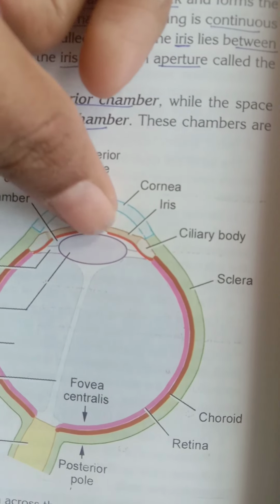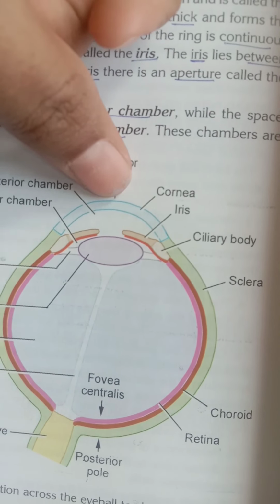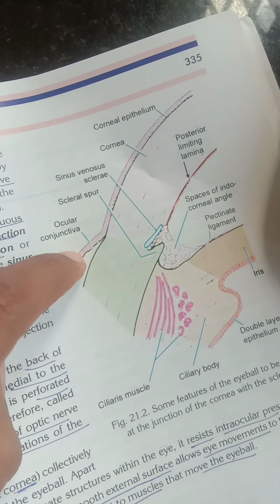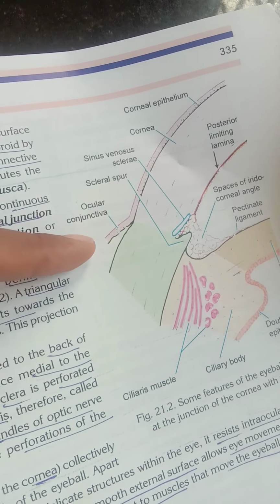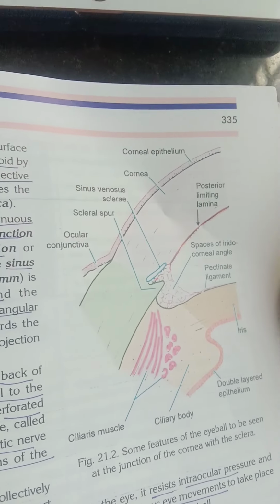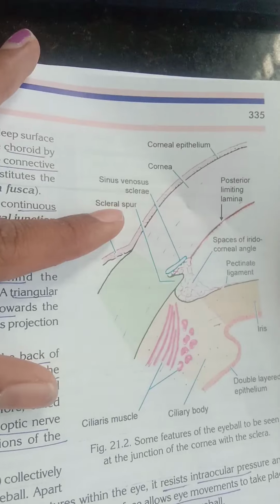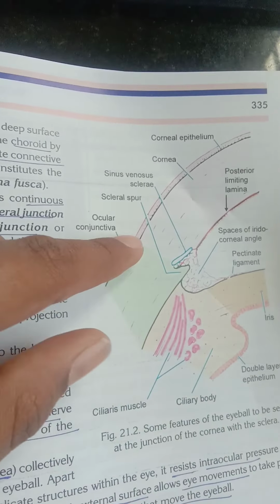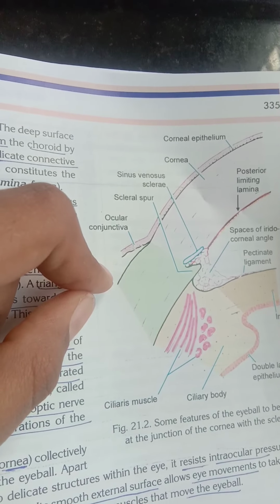And the next point is that at the periphery of the cornea, it becomes continuous with the lining of the ocular conjunctiva, as I have shown here. One more important thing is that the corneal epithelium regenerates rapidly if there is any damage due to injury or any other cause. Whenever there is injury, the corneal epithelium gets regenerated very easily.